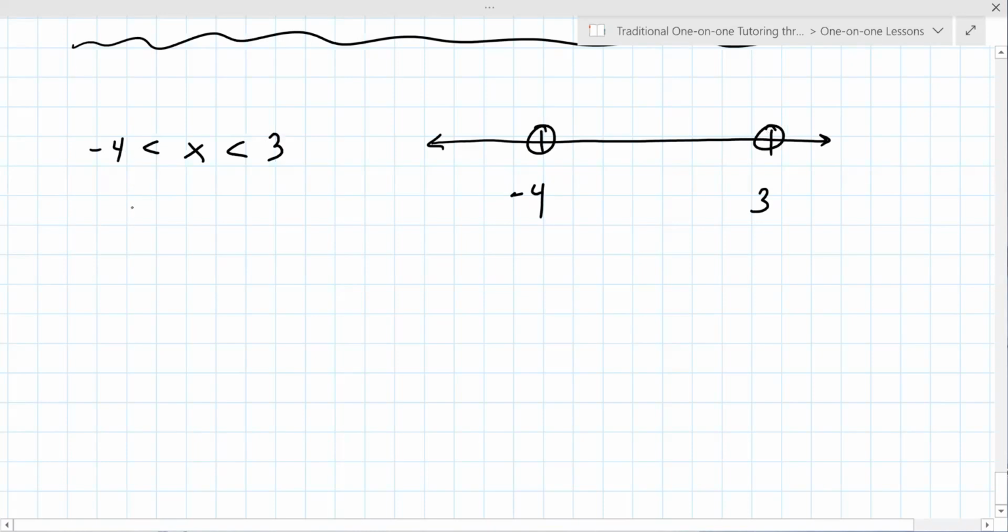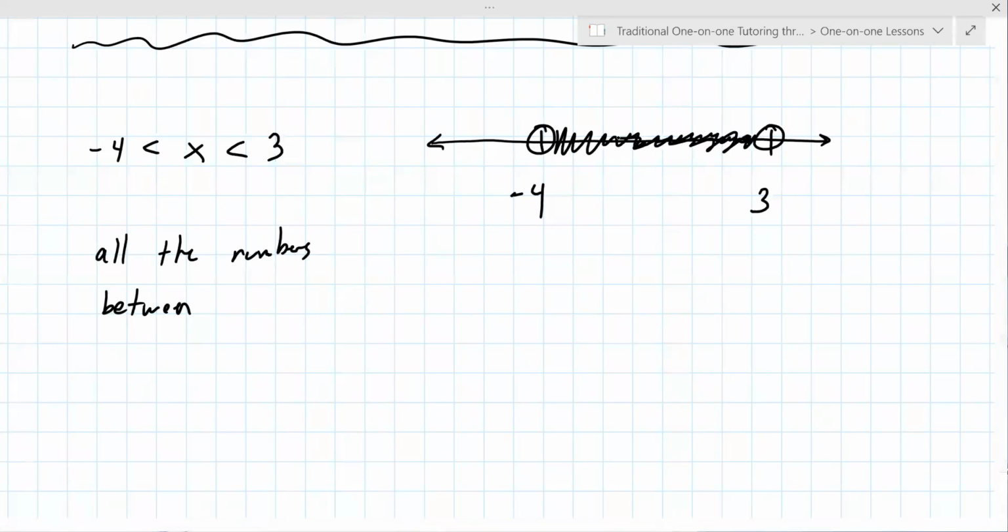And this says all the numbers, let me write it out, all the numbers between -4 and 3. Oh, that's what x is representing. Yes. All the numbers between.